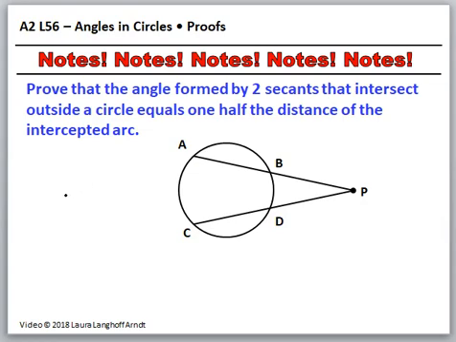All right, what are we proving? Prove that the angle formed by 2 secants that intersect outside a circle equals 1/2 the distance of the intercepted arc. What? Well, that's what we talked about. 1/2 the distance. Remember when it was x, in this case, it's going to be this right here, equals 1/2 AC minus BD.